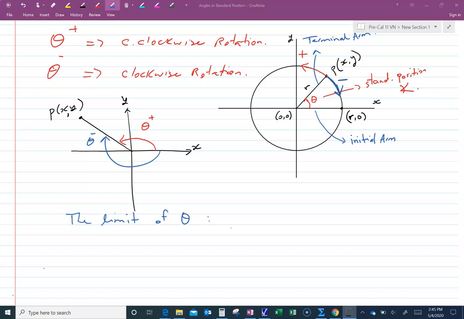Another important thing is, can theta be any value? As you go through the rotation, a full rotation of a circle would be 360 degrees. But is that it? Well, no. A standard position angle can go around the origin as many times as you like. The rotation can be infinitely many. Therefore, there is no upper limit or lower limit for the standard position angle. It could be 2000 degrees, 4000 degrees, or negative, a clockwise rotation. So there is no lower limit nor upper limit for standard position angles.